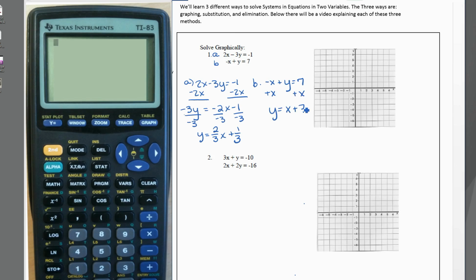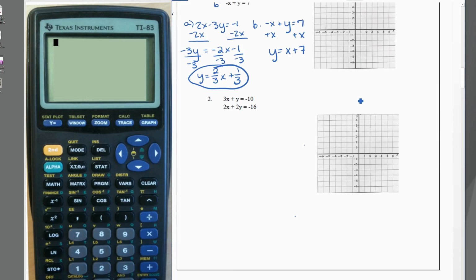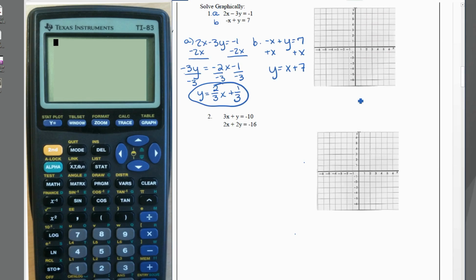Why don't I graph the first one in blue? We're going to graph the y-intercept here, which will just be 1/3, and we do have to kind of guess, but that's okay. That's why using our calculator can sometimes be quicker and more precise. And then the 2/3 for our slope means from that point we're going to go up 2, again we kind of have to guess, and then go right 3. And that will be our line.